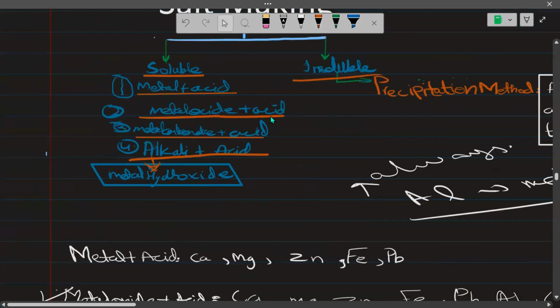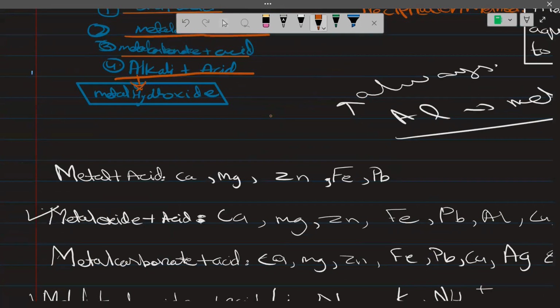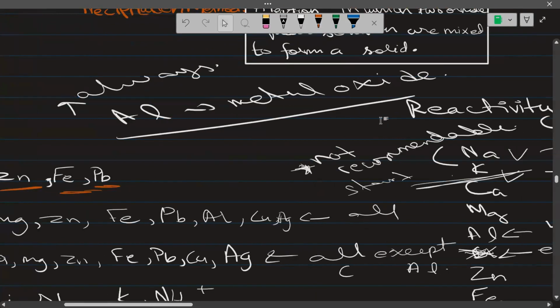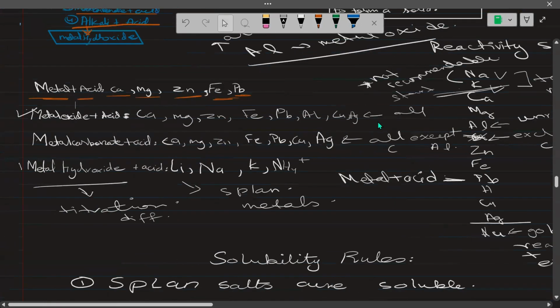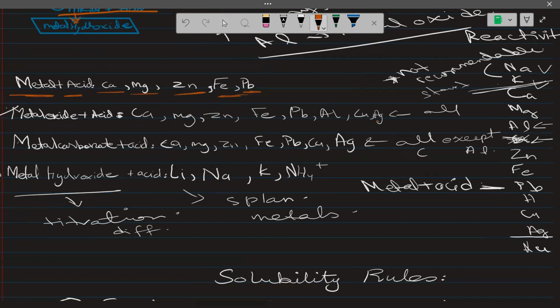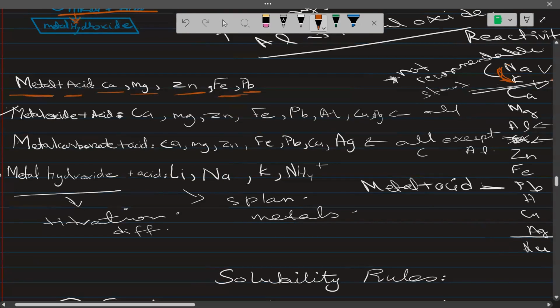In this, if there is calcium, magnesium, zinc, iron, or lead, then only that metal will react with acid. Like let's see this periodic table. In this, we see that these top two, we don't react directly with an acid. You got it? Why? Because it's not recommendable, because it's too reactive. We cannot do it in a lab because it explodes. Hence, we don't do it in the lab.